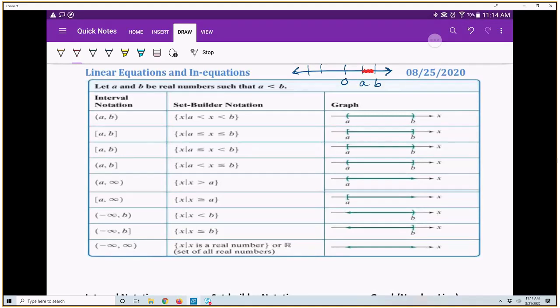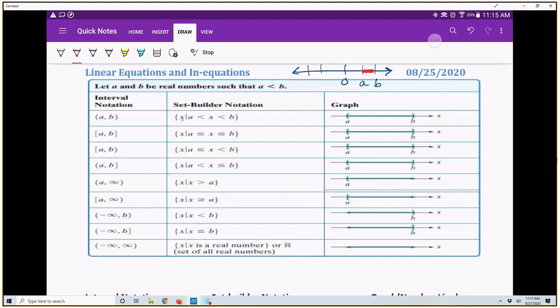And then the only question is, are we including a and including b or not? That gives you all of these different types of intervals. If we look at these first 4 types of intervals, if you use parentheses, that's called an open interval, and that means we're not including a, we're not including b.